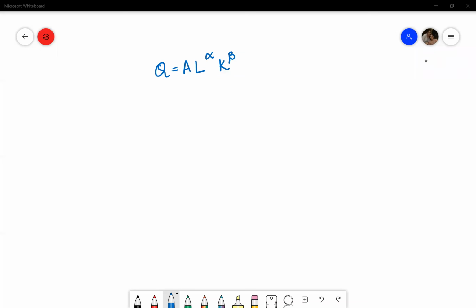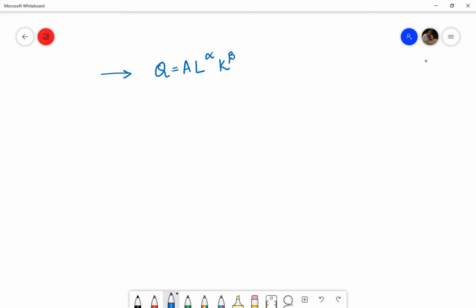Hello everyone. So in today's video, we'll be understanding why the elasticity of substitution is equal to 1 in case of a Cobb-Douglas production function.